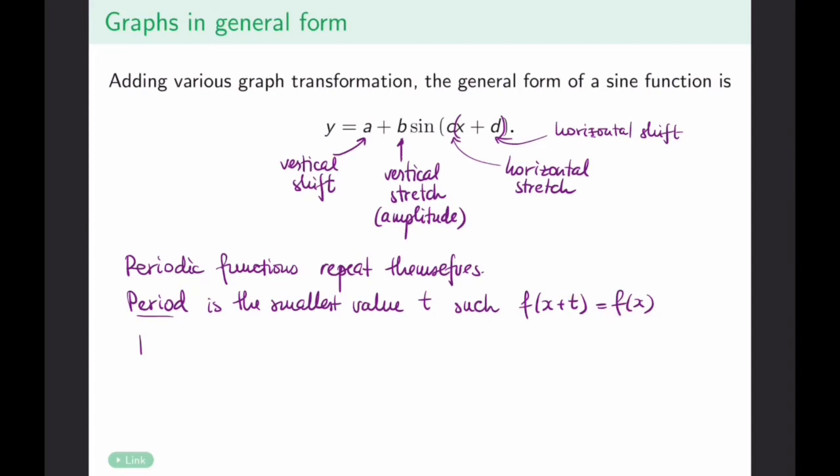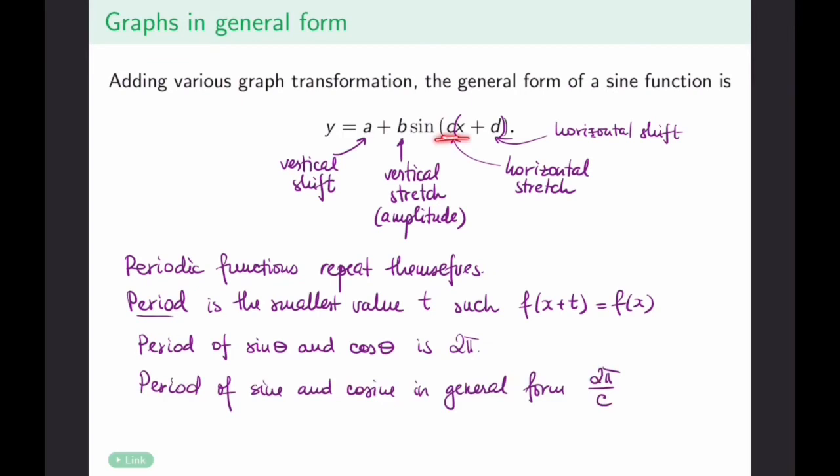For the sine and cosine, the period is familiar to us. The period of sine and the period of cosine, the smallest value you have to add before the entire function repeats itself, is 2 pi. And this is again clear from the unit circle. Now, if we apply a horizontal stretch to sine or cosine, of course the period will also be either stretched or compressed. So this C will stretch or contract the period, and the period will therefore be calculated as 2 pi over c.